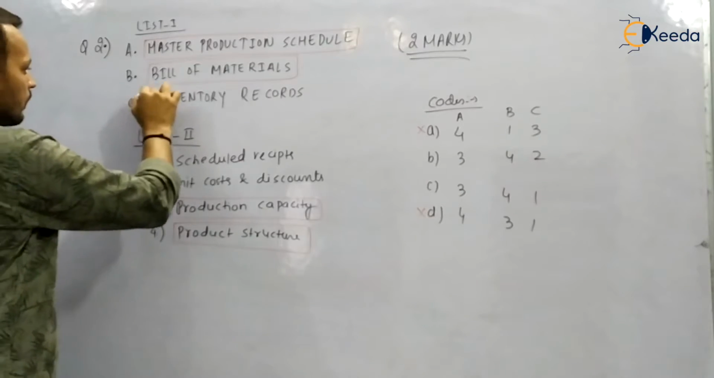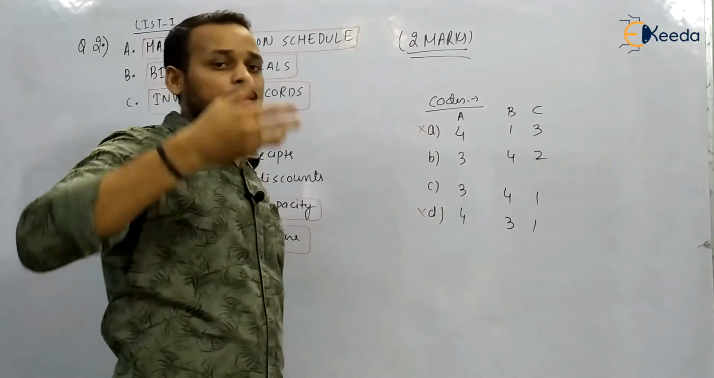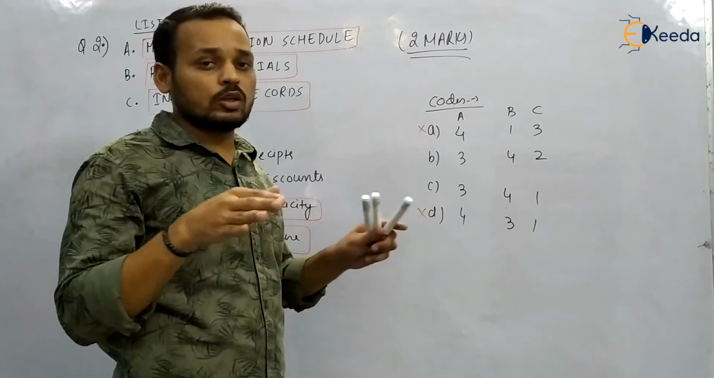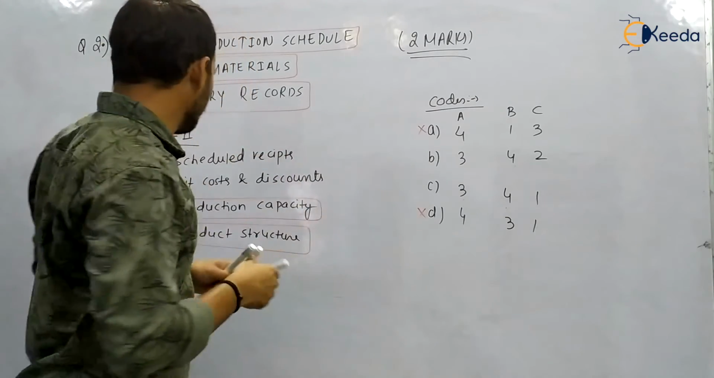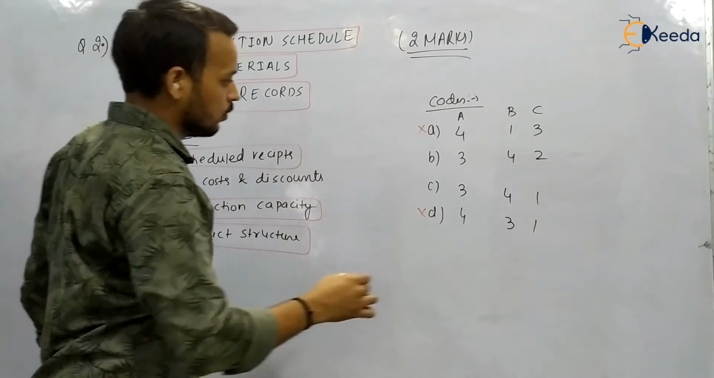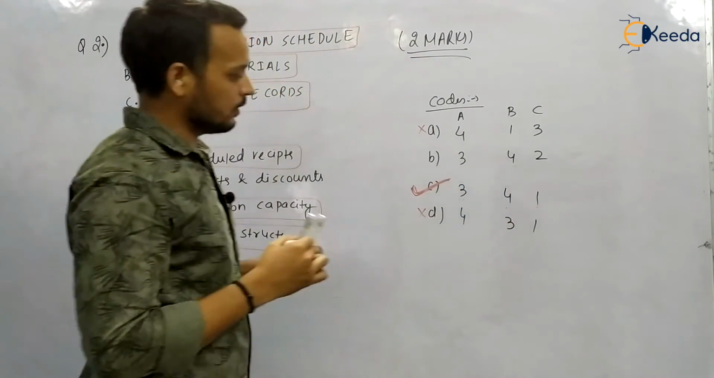And the inventory records file. What is it going to tell you? It is going to tell you about the inventory which is in hand, inventory which is in pipeline, and it is going to tell you about the scheduled receipt. So here you can see we have got scheduled receipt. So C means 1 here. So answer 3.